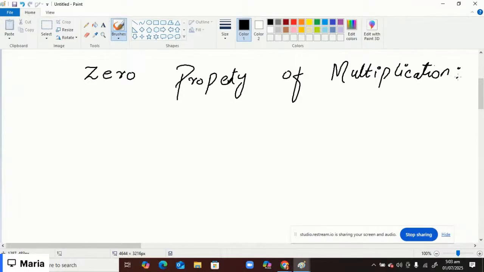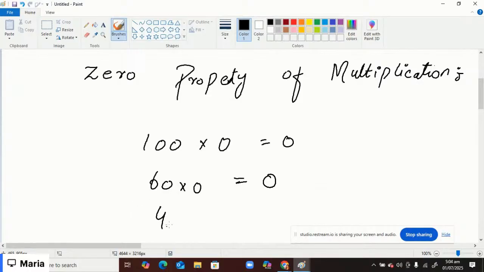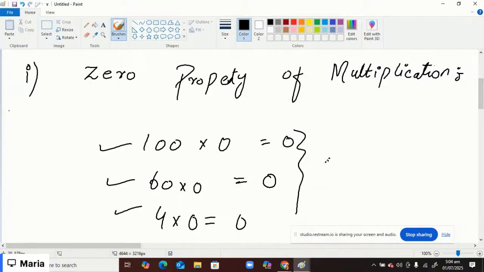So what is basically the zero property of multiplication? It means that any number that is multiplied with zero gives the answer zero. For example, 100 times 0, 60 times 0. So you get the answer 0, for any bigger number or any smaller number. Let's suppose I use 4. 4 times 0 is 0. So any number which is multiplied with 0 gives the answer 0. This property is called the zero property of multiplication. This is the first property.